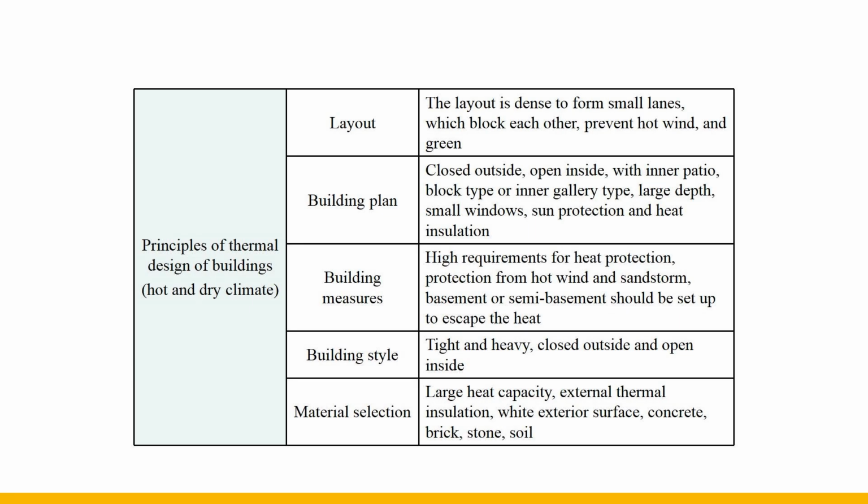In hot and dry areas, from the perspective of preventing solar radiation and hot sandstorms, heavy building materials are used for heat insulation and heat storage. The building forms that are closed outside and open inside are used to prevent sandstorms and ventilate, and measures such as pools and water storage roofs are used to cool down. Use wet screens and densely arranged buildings to reflect the solar radiation and provide mutual shading.